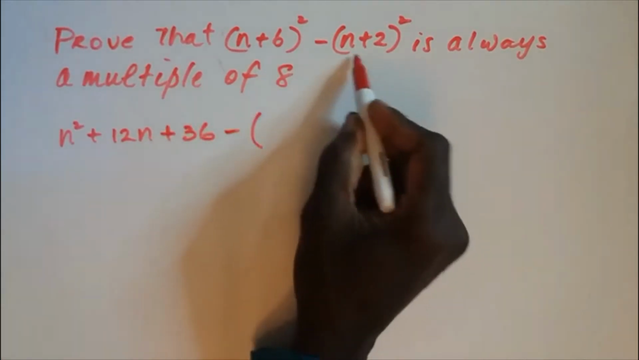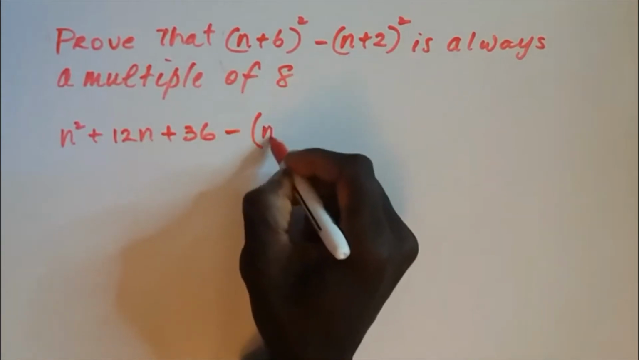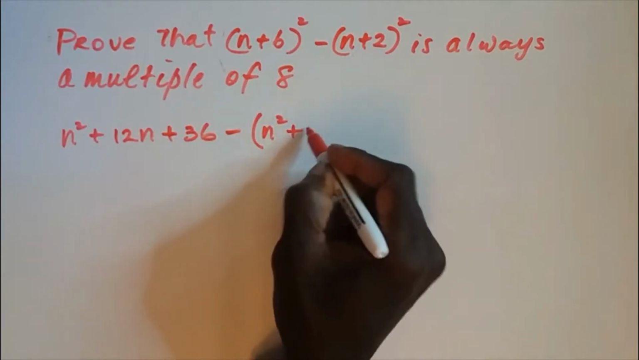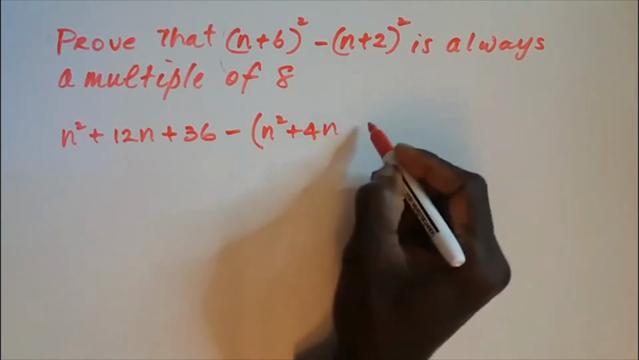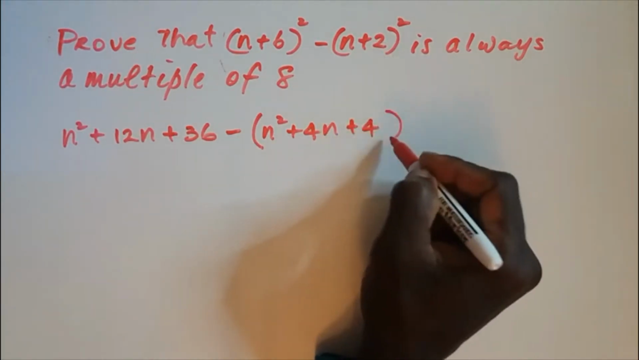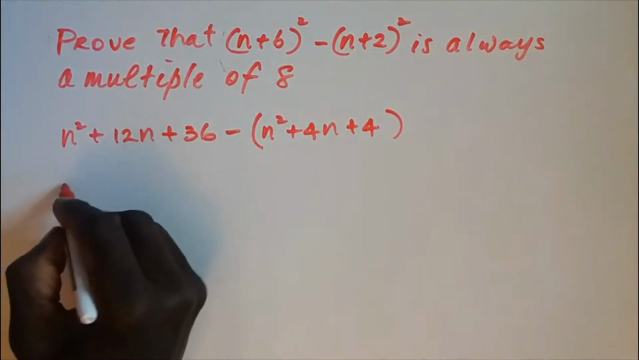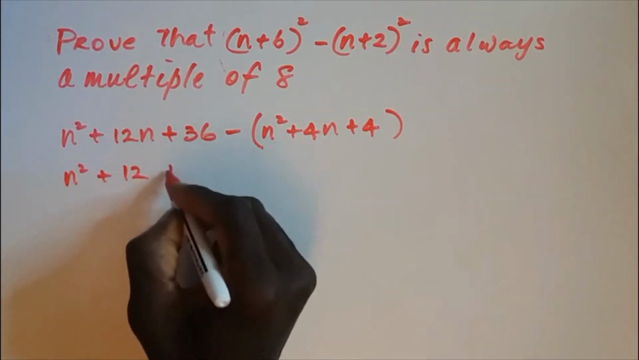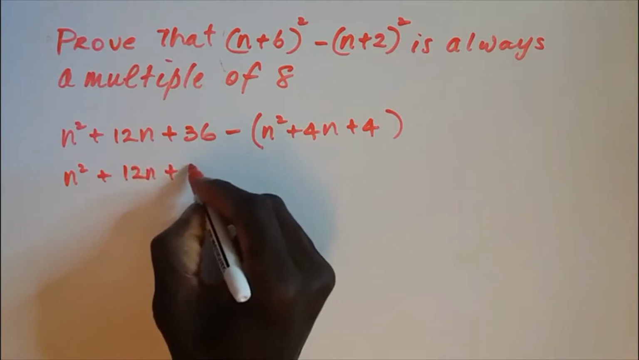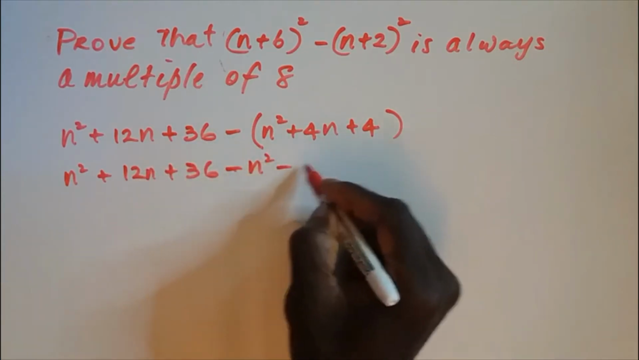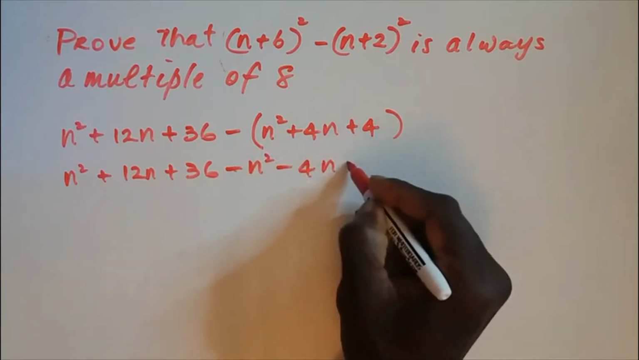minus, and we'll square n here, give us n squared, 2 times the product of n and 2, which is 4n, add the square of 2, which is 4. We'll clear the brackets. N squared add 12n, add 36, minus n squared minus 4n minus 4.